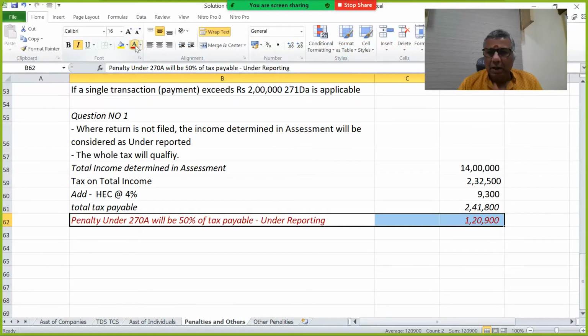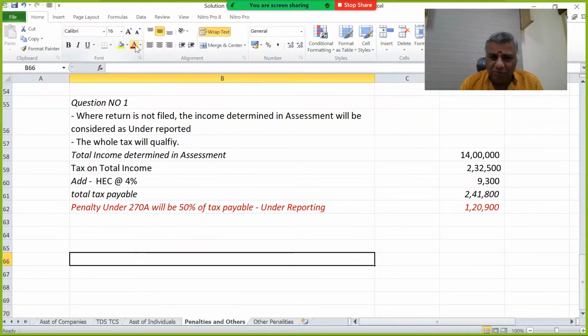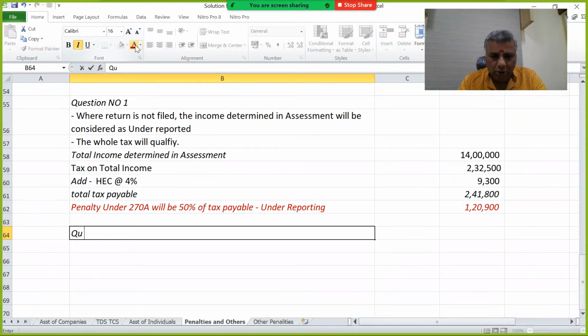So you will compute the tax. Assessment has taken place under 144, best judgment assessment. When return is not filed, only best judgment assessment can take place. So assessment has taken place under best judgment, and the penalty is 50% of tax payable.